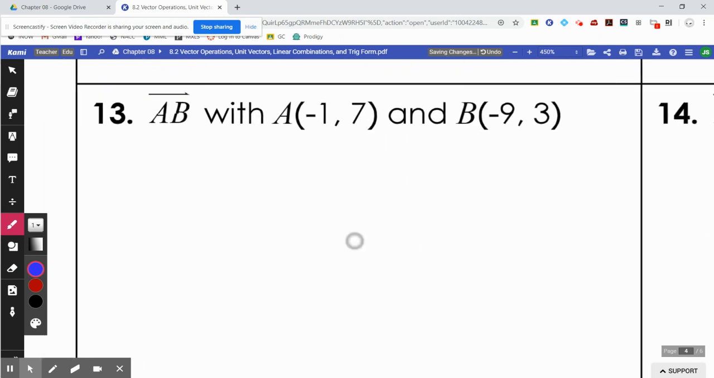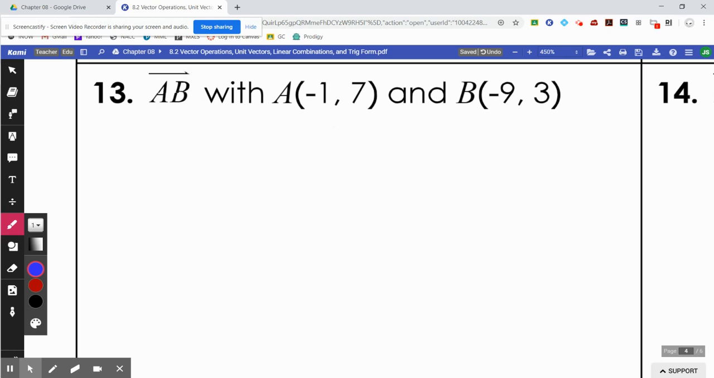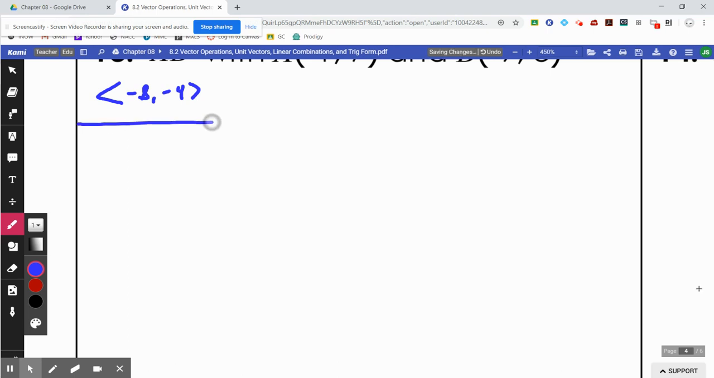Number 13 gives us a vector with the initial and the terminal points. To find our actual component form, we do again x minus x, negative 9 minus negative 1 will be negative 8. Y minus y gives you negative 4. So there's your component form. Your magnitude is going to be the square root of a squared plus b squared, which is root 80. Let's split that into the square root of 16 times the square root of 5. So there is your magnitude.